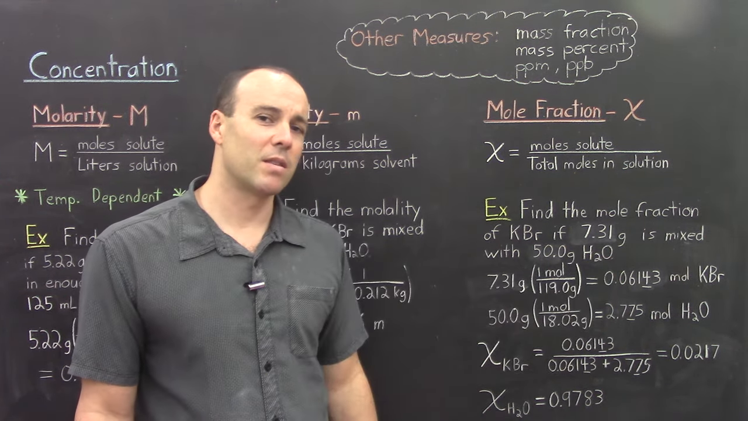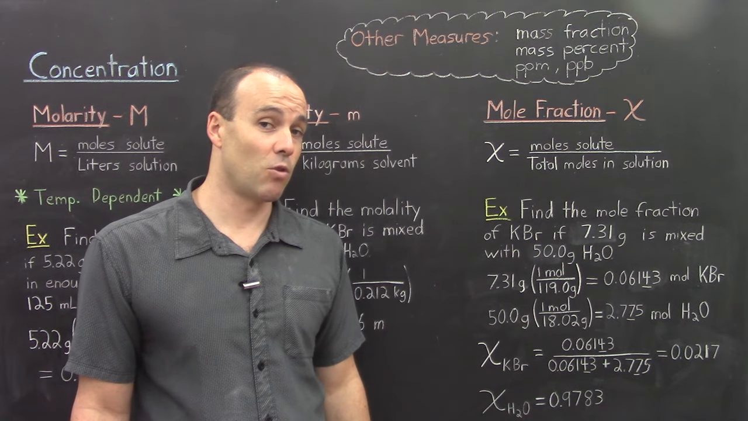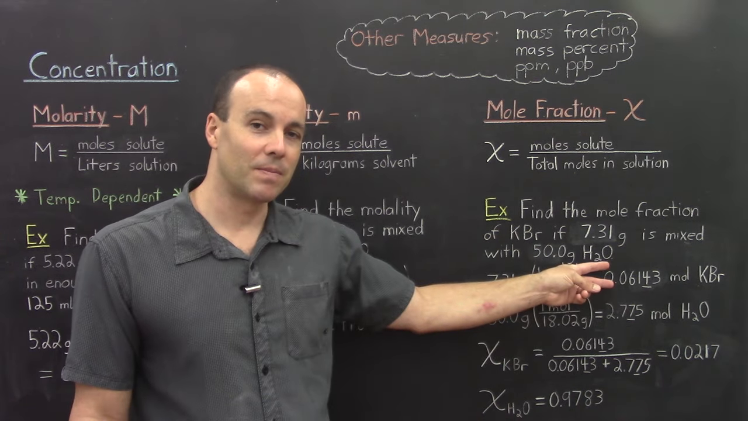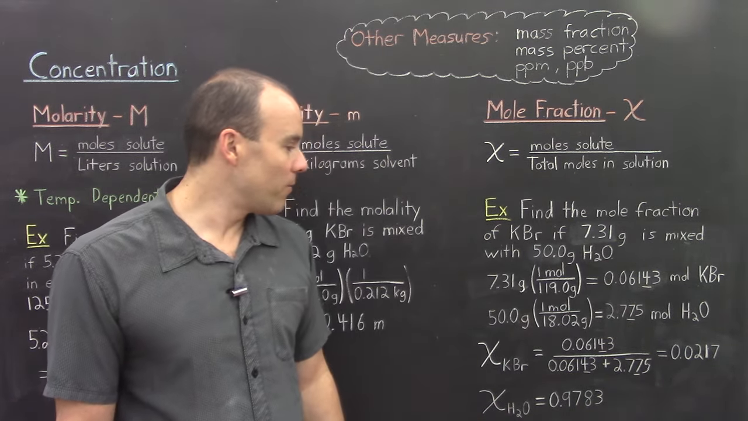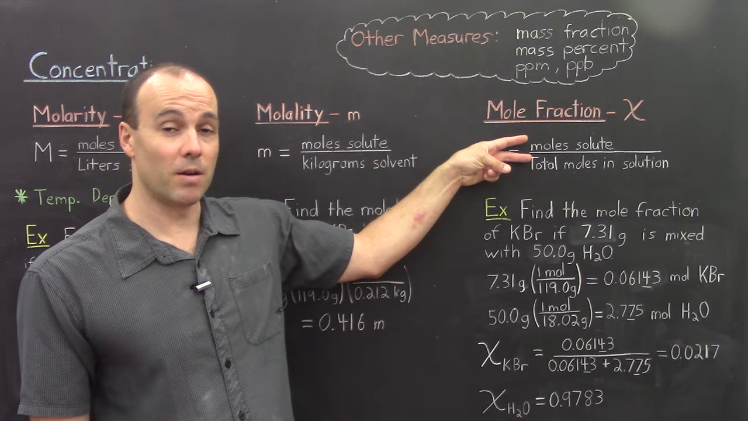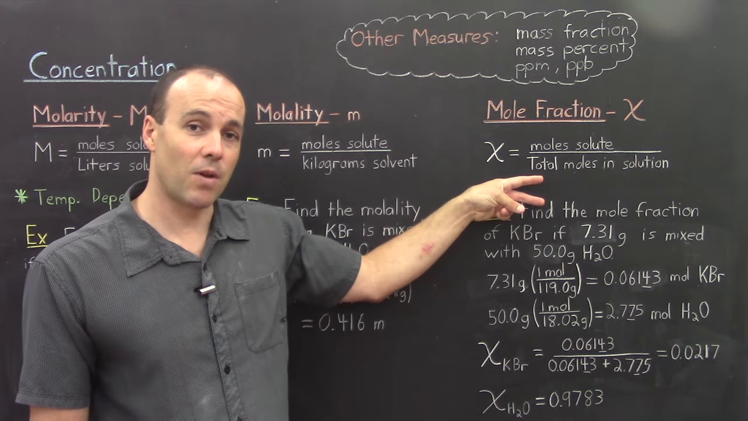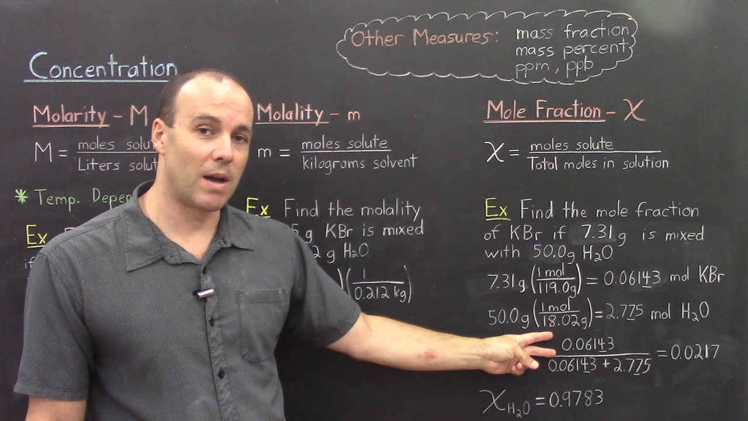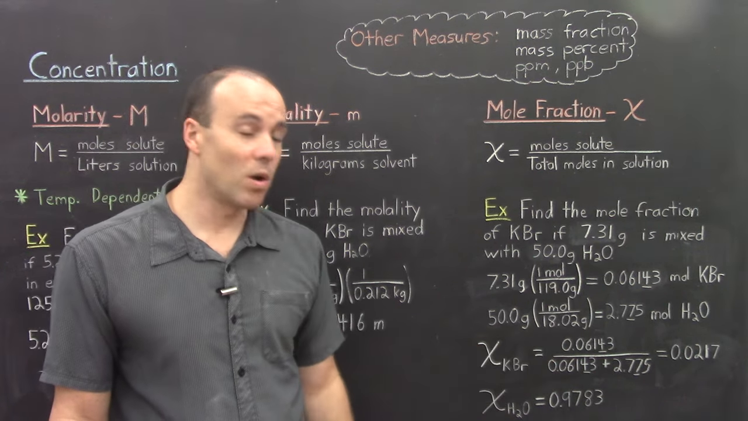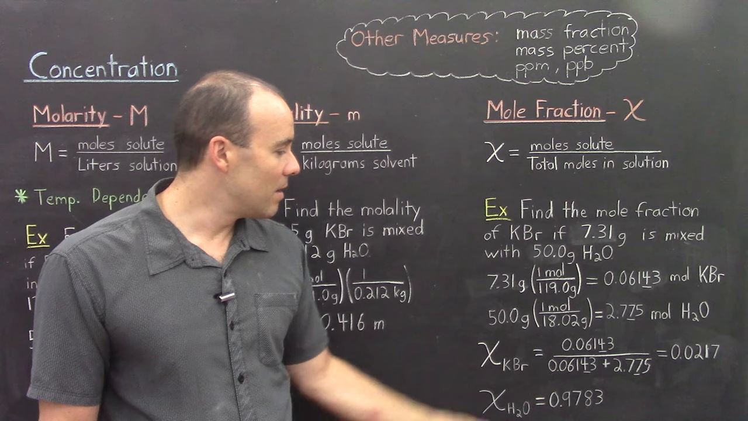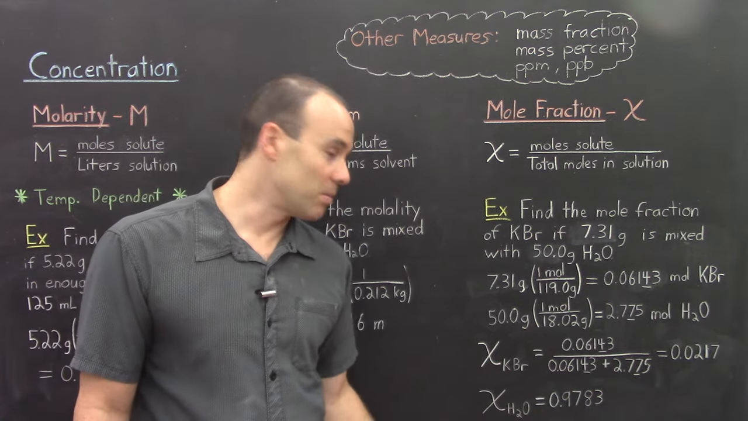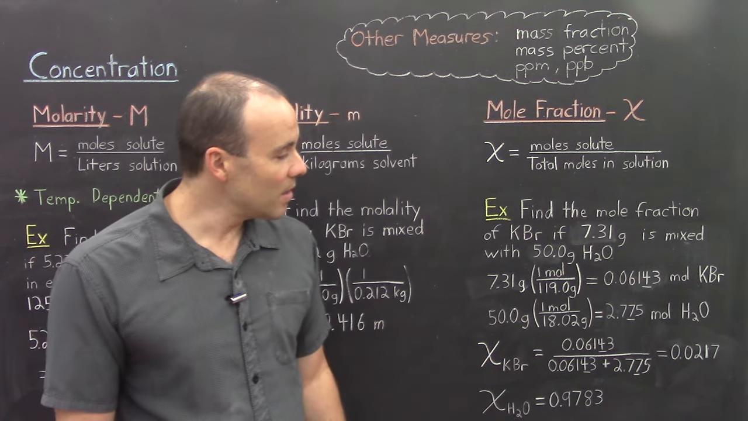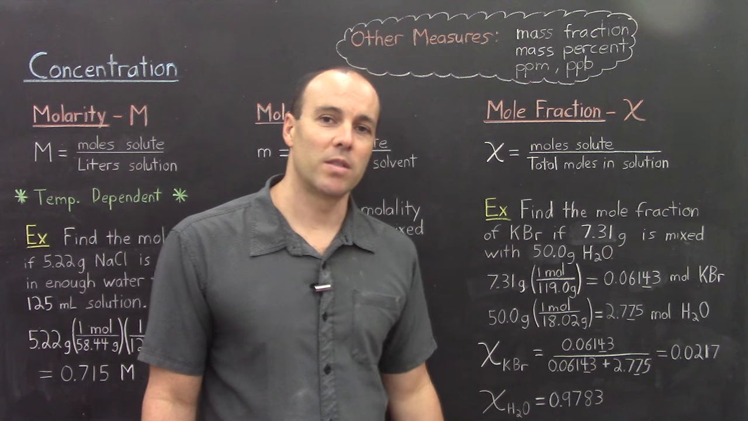So we should expect the mole fraction of potassium bromide to be kind of small, because there's not very many moles of it. So the mole fraction is defined as the part over the whole, just like any other fraction. And we take the part, which is potassium bromide, 0.06143, divided by the whole, which is all of the moles, 0.06143 plus 2.775, and you end up with 0.0217.